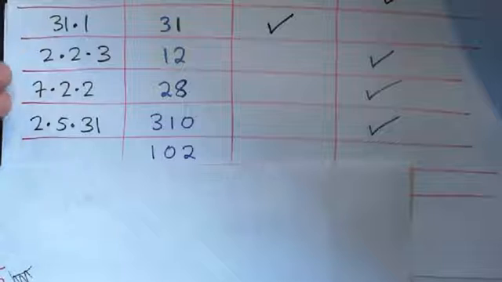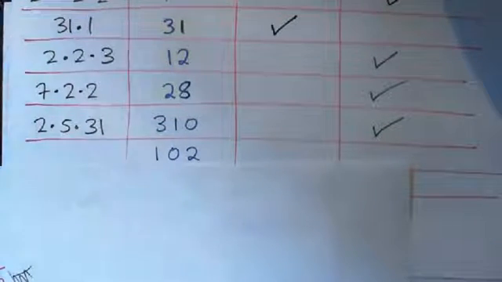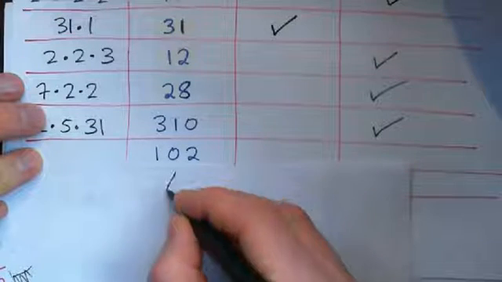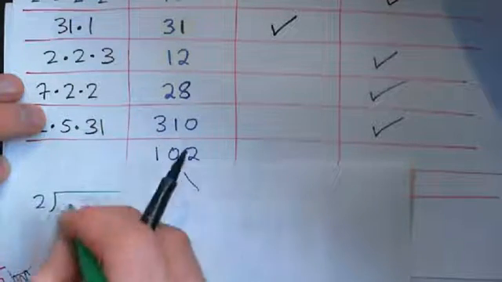Alright. So press pause and see if you can work on 102, or I'll do it with you, whichever. So you can either press pause and then skip the video ahead and check your answer with me, or you can work along with me, whichever. 102. What should we try? Should we try 2 into that? Because it's even, isn't it?